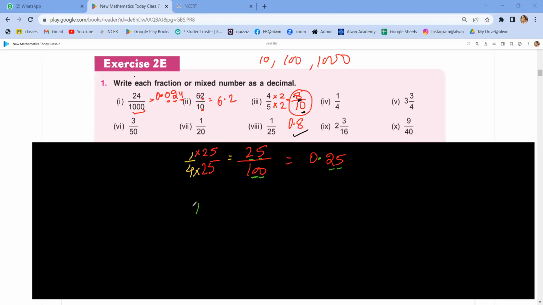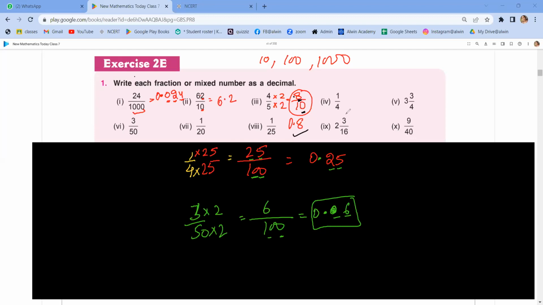The same way I'm doing with 3 by 50. Now 3 by 50, to make it 100, it's very easy. 50 times 2 is 100. So I'll multiply the numerator with 2 also. This is 6 by 100. Because there are 2 zeros, leave 2 digits and put a point. This is 6, right? 6 is this one. So 6 and then I'll have to put a 0. So that becomes 0.06. This is how you people convert the fractions into decimal fractions and then change them into decimals.